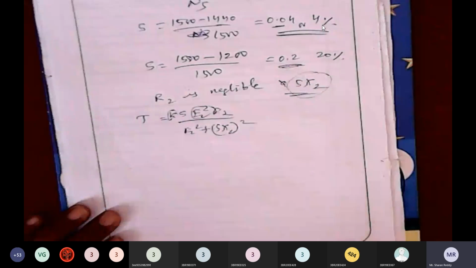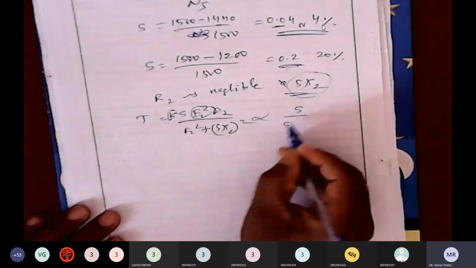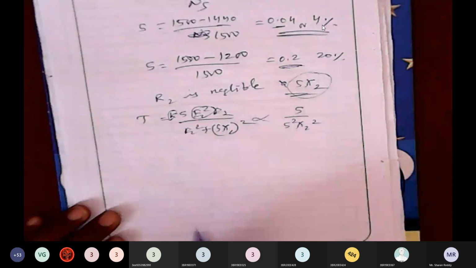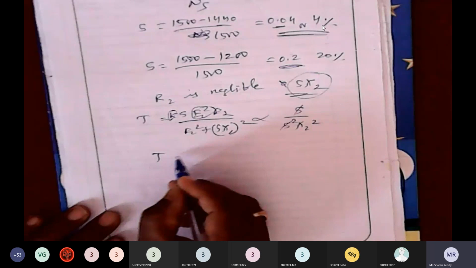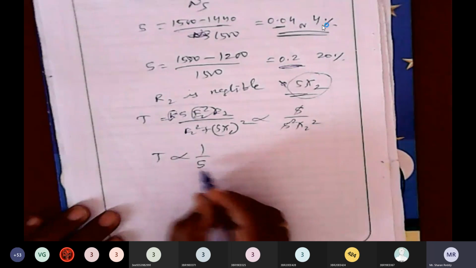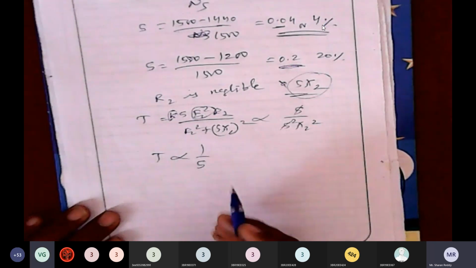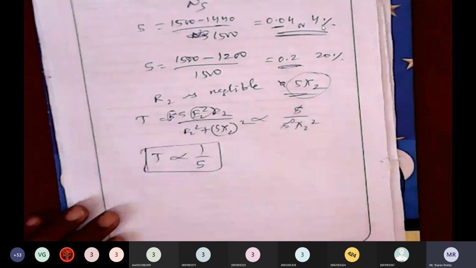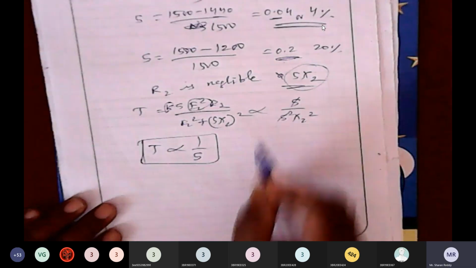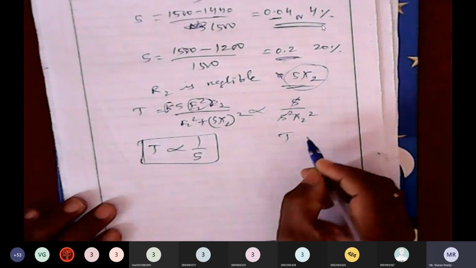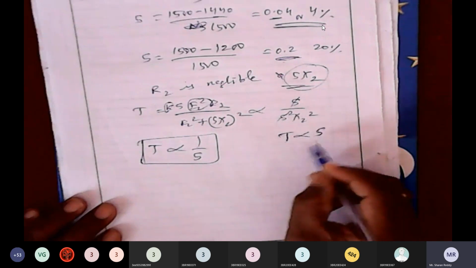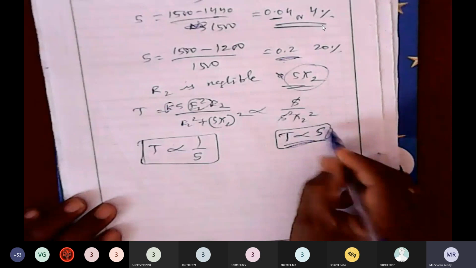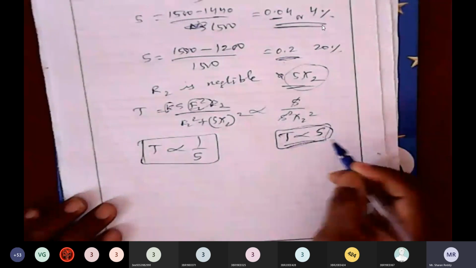So it becomes S divided by S square X2 square. That means S cancels, and what remains is that torque is proportional to 1 by S. In the first phase, when the slip increases, the torque also increases. In the normal working condition, torque is directly proportional to slip, so we got the straight line characteristic.